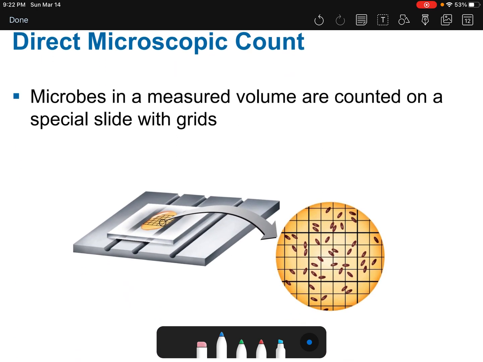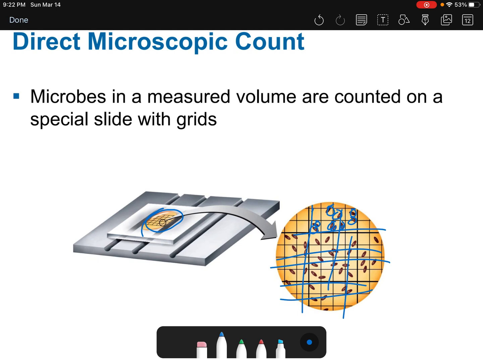Another way you can do this is through direct microscope count. There's a special slide called a hemocytometer, and we often use it when we're doing blood counts, like white blood cell counts. It's actually a microscope slide that has this little grid on it right here. And so magnified, it looks like this. And we can count, within the grids, how many bacteria we see. Kind of like if you were going to do a white blood cell count.